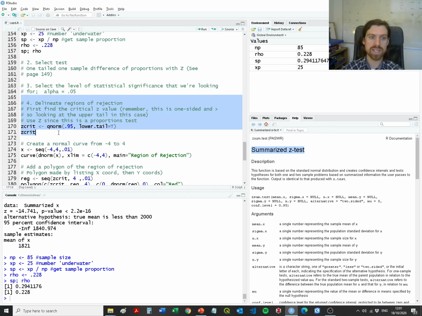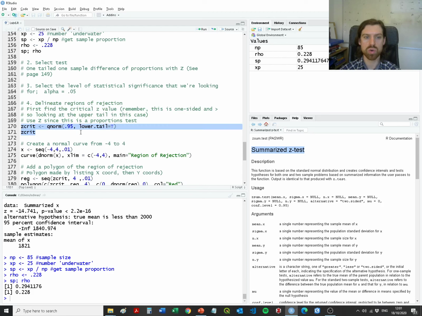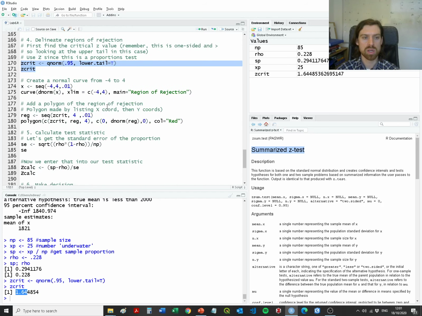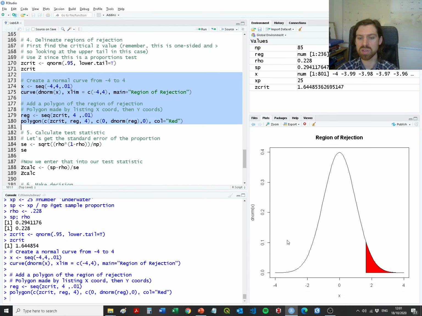We need to delineate the regions of rejection, so we can go to qnorm and say we want the 95th percentile, and this time we are interested in the proportion of values that fall in the lower tail, so we're saying lower.tail equals TRUE. It gives us a positive z score of 1.64. So this should all be familiar to you from the previous examples, but let me just plot it.